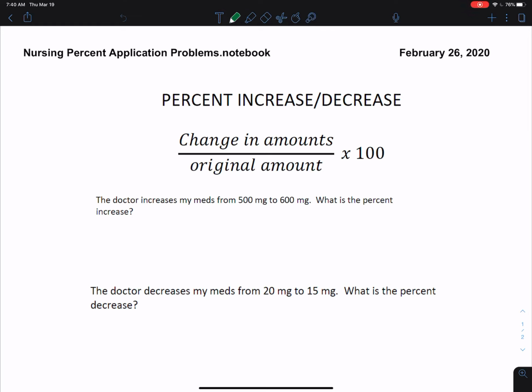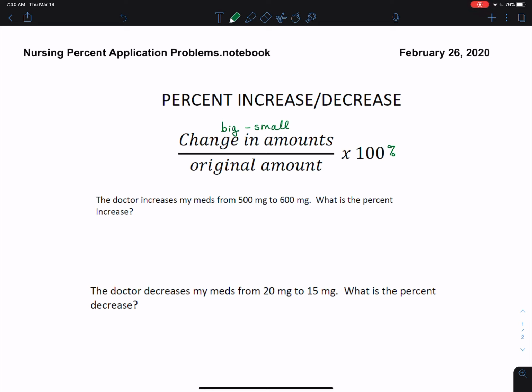We're going to look at percent increase and decrease application problems. To find the percent increase or decrease, we find the change in amounts divided by the original amount and then multiply by 100. To find the change in the amounts, we always do the big number minus the small number. Then we divide by the original amount, which gives us our answer in decimal form. And we have to multiply by that 100 to turn it into a percent.